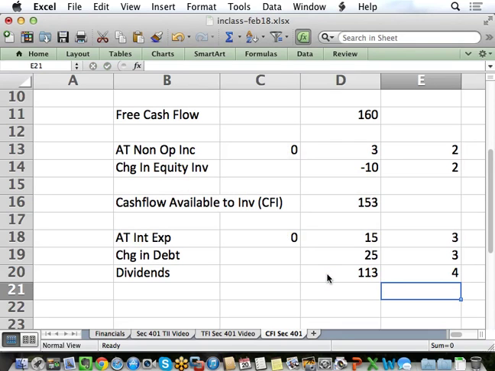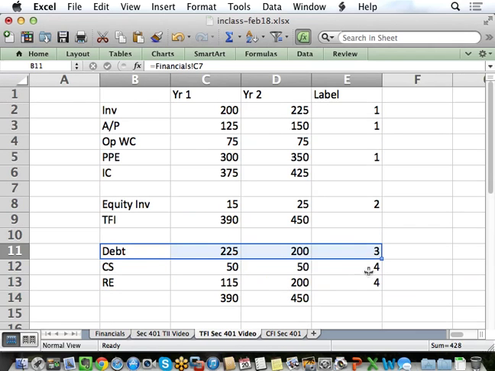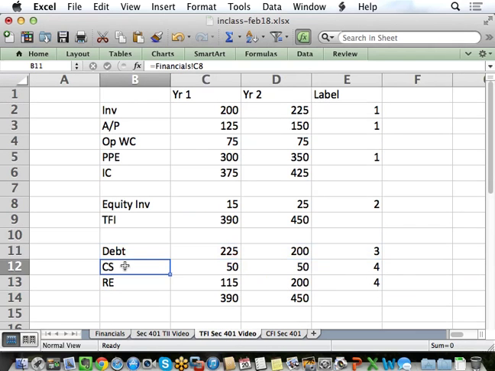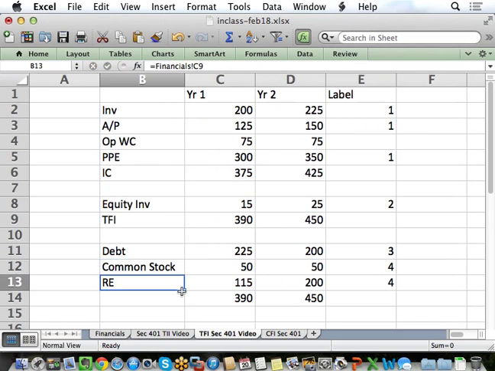Right? Next, change in the balance sheet. If I look at the TFI, the changes in the 4s on the balance sheet are CS, which was common stock, and retained earnings. Those were my changes in my balance sheet items.